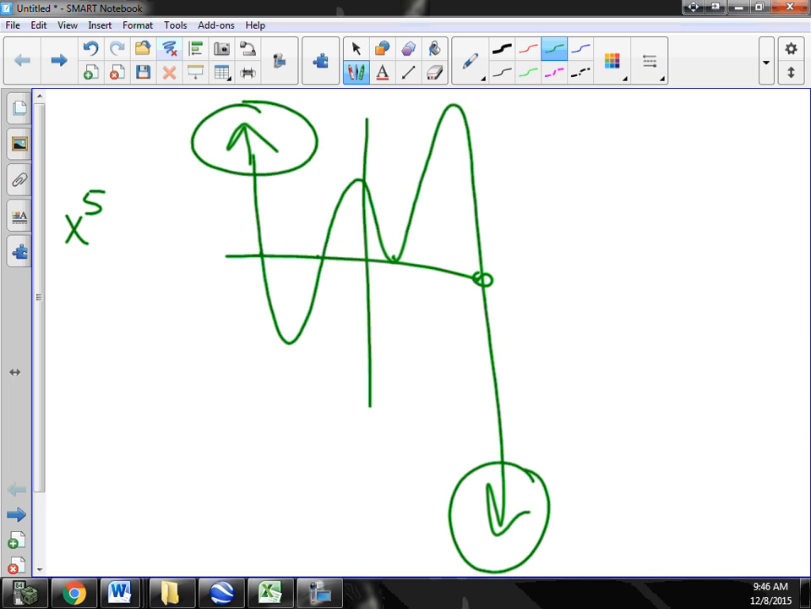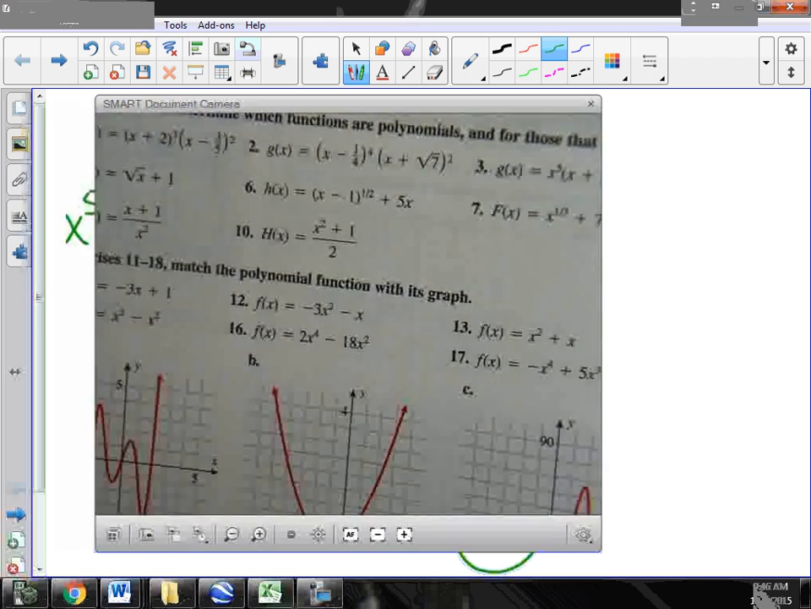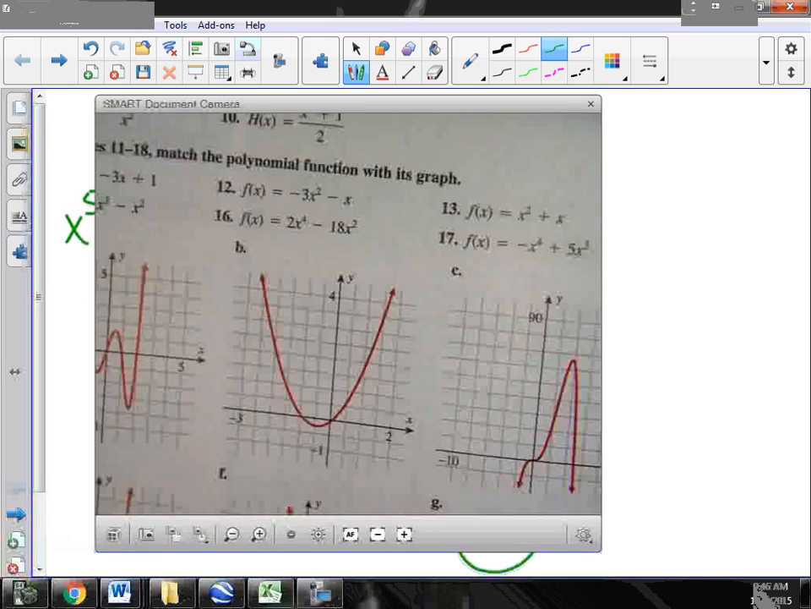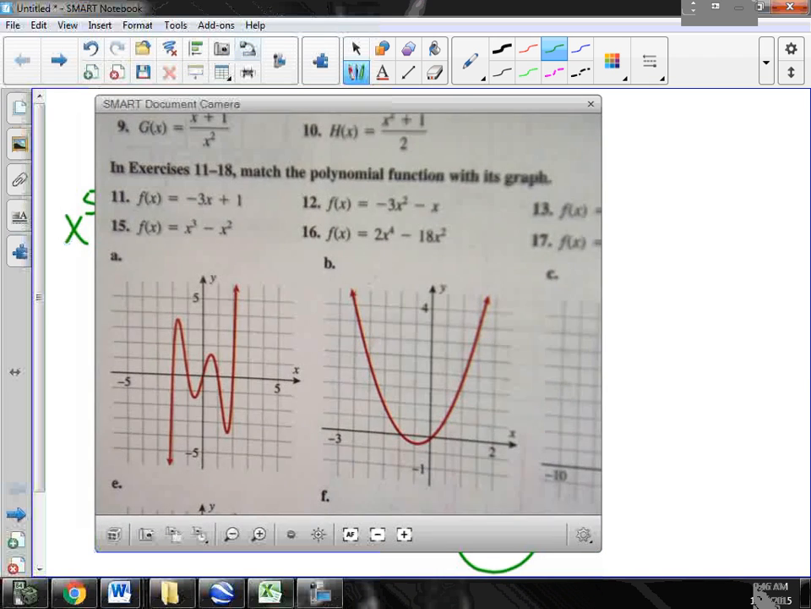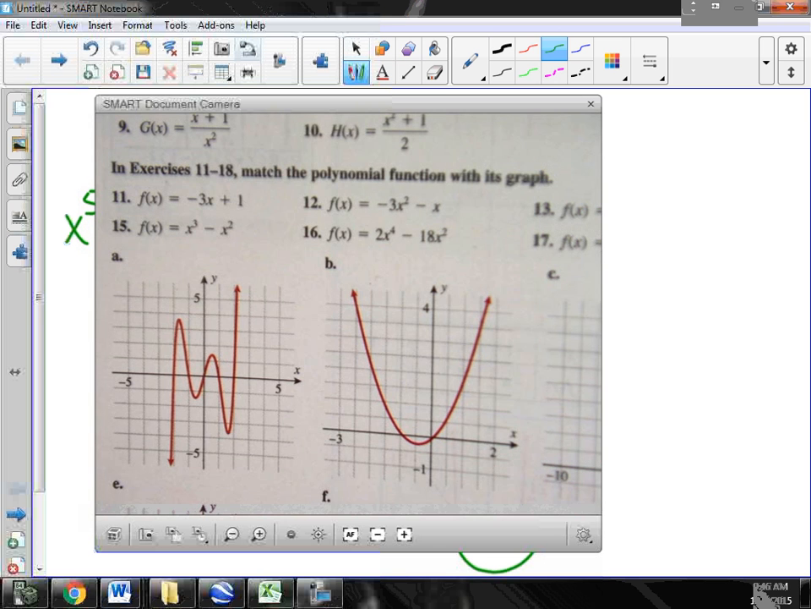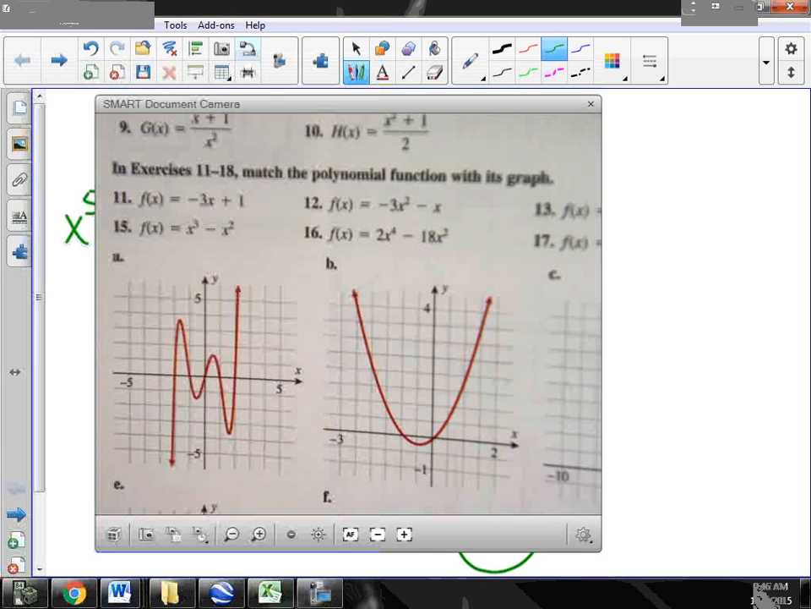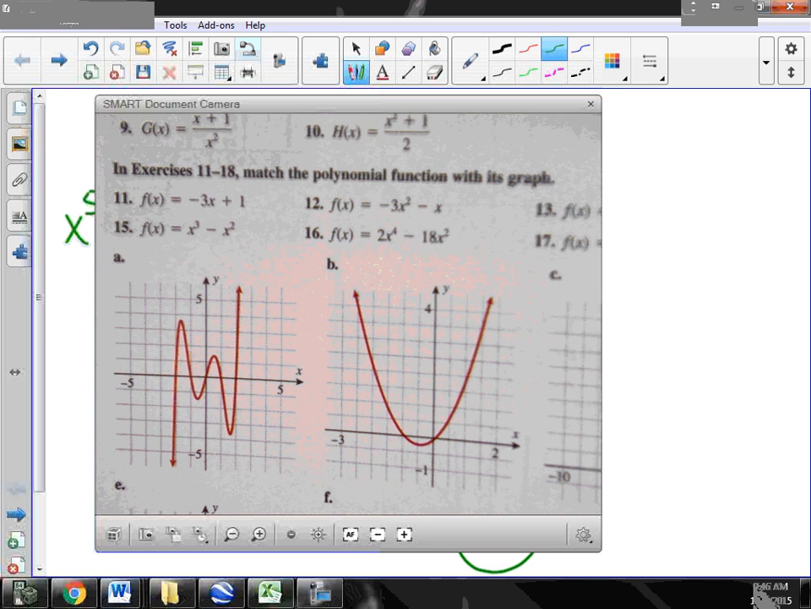So if you look at 11 in your problem set, 11 through 18, you have 8 equations, and you have to match it with the appropriate graph. Now, you could do it the slow way and graph them and match it, or you can just look at what's there and eliminate them according to the possibilities. Okay?